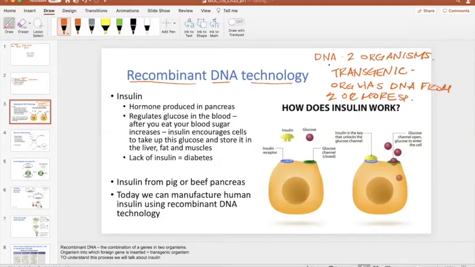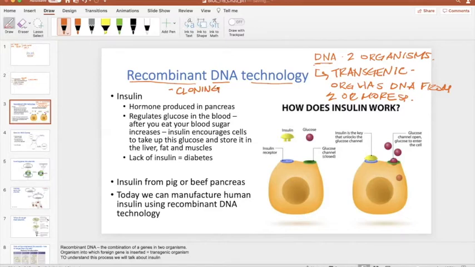So in this story that I'm about to tell you about insulin, we're going to take the human insulin gene, the human DNA, and we're going to insert it into E. coli, thereby making E. coli transgenic. So the idea is we're going to be recombining DNA, and we're going to do that through a process called cloning, which I'll define for you in just a minute.